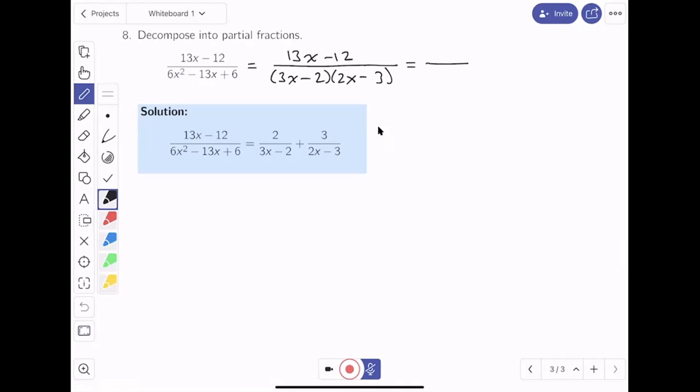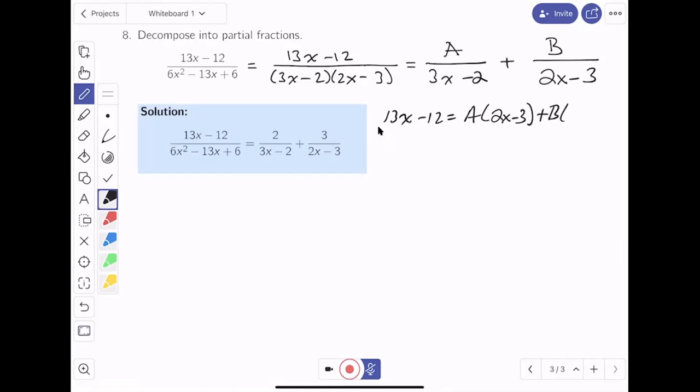Put my partial fractions down now. Two terms, a and b. 3x minus 2, 2x minus 3. My goal is to find the a and the b. How do I do that? Clear the fraction. So I get 13x minus 12 equals a, 2x minus 3 plus b, 3x minus 2.